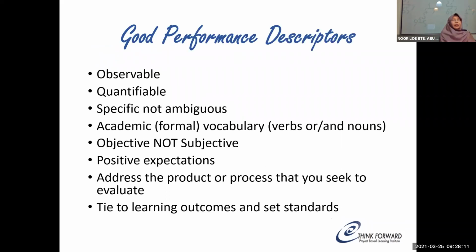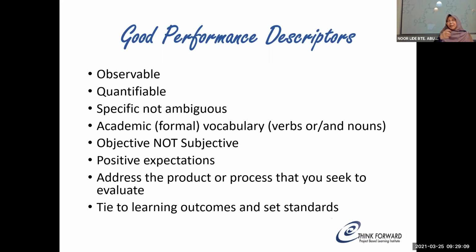Good performance descriptors also have to be observable, something that you can actually see in the product and in the process. I also mentioned quantifiable. It must be specific, not ambiguous, not too general, not too open. And of course, we use academic vocabulary. Usually we like to have some uniformity. If we use verbs at the beginning, we want to see verbs throughout, just for consistency. If you use nouns, then you use nouns throughout. Let's say, for example, you want to say able to accomplish. Or, what would be a good example of nouns?